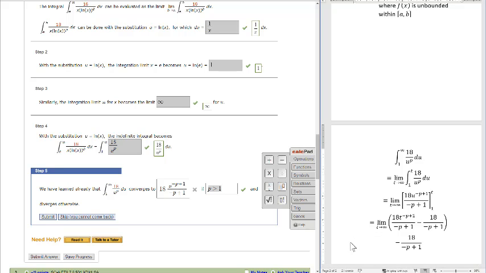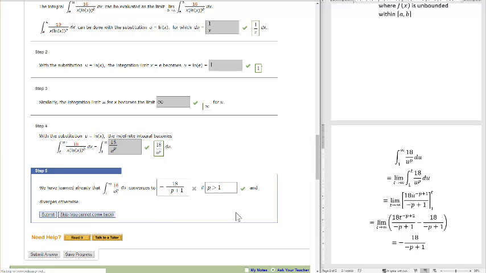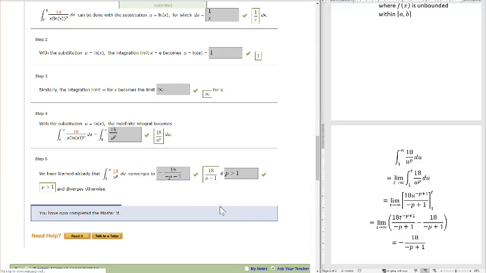It turns out that this expression is not quite what I had earlier, which is why it was marked wrong, but it would be negative 18 divided by negative p plus 1. I think that was our error because I didn't put that negative sign. So let's submit. Okay, now it looks good.